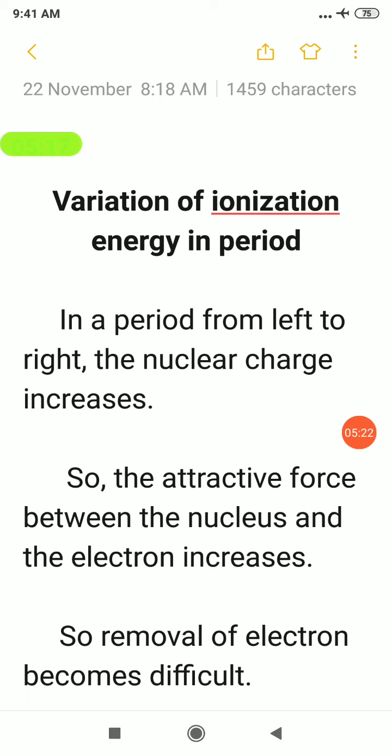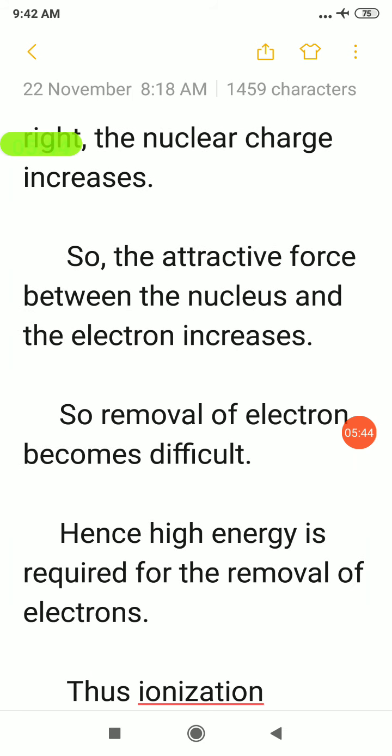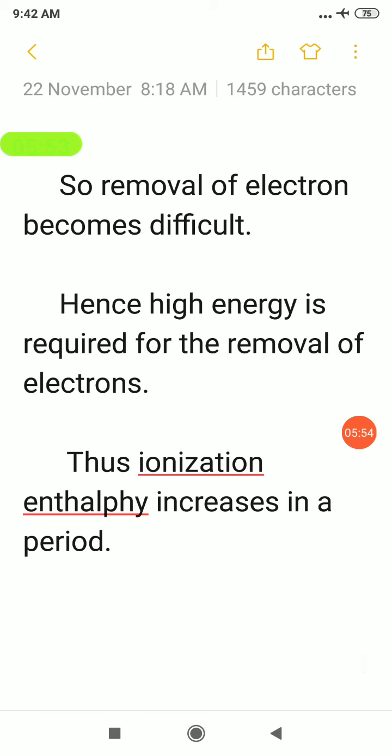ஓகேவா? So in a period from left to right the nuclear charge increases. நியூக்ளியர் சார்ஜ் இன் த சென்ஸ், it is the number of protons. நம்பர் ஆஃப் ப்ரோட்டான்ஸ் கூடும்போது நியூக்ளியர் சார்ஜும் கூடுது. So since there is an increase in nuclear charge, the attractive force between the nucleus and the electron increases. So nucleus and electron நல்ல டைட்டாக பேக்காக இருக்கிறதுனால what is difficult? Removal of electron is difficult. So in such cases we have to provide a large quantity of energy for the removal of electron. So ionization enthalpy increases in a period from left to right.